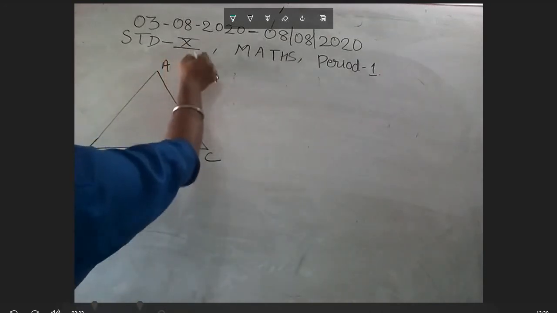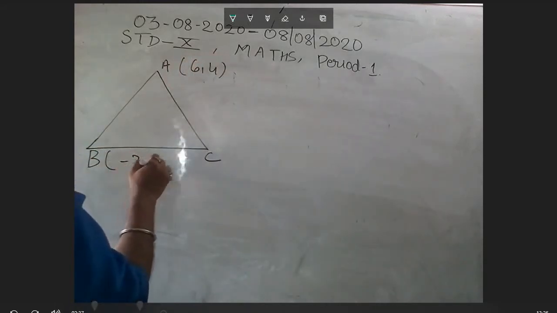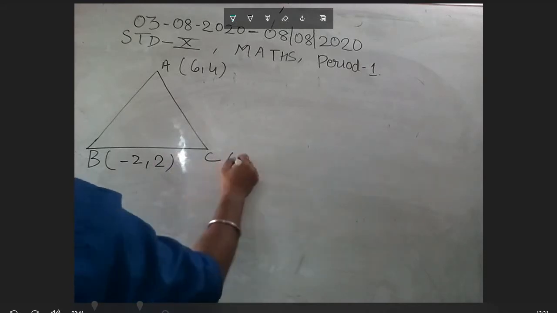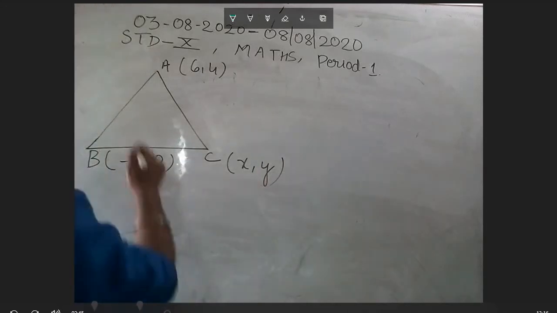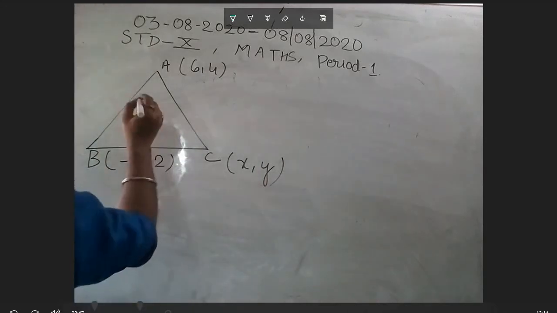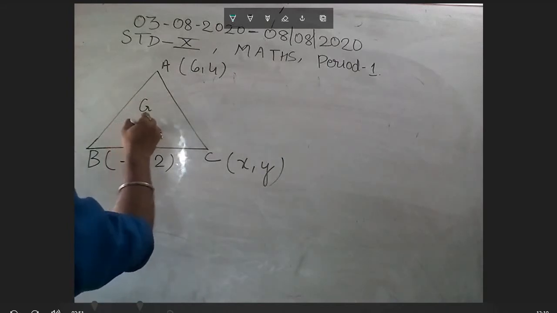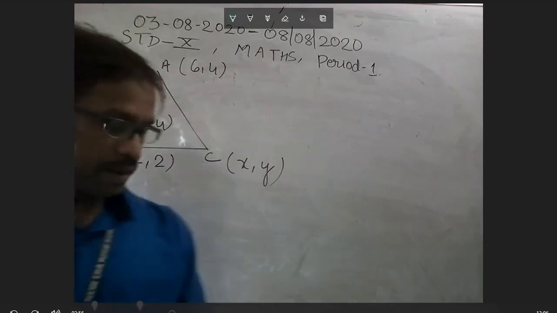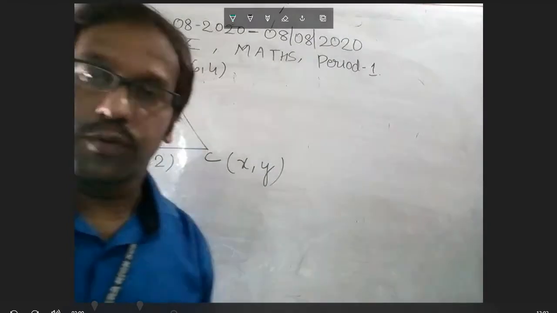So here is that 6, 4. This is -2 and 2. We have to find this C here. That is suppose x and y, because I have no idea what it is, so I will write it as x and y. Now this is centroid here and its coordinates are given. These coordinates are 3 and 4. Now what I need to do here is just find x and y.